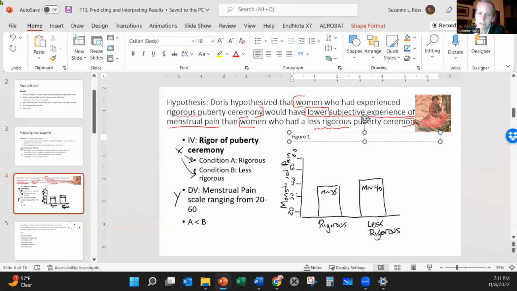And now we just single space here, and we use italics to give this a very specific title that includes both the independent and dependent variable. So let's go predicted. Let's be very clear that these aren't actual results. Predicted average menstrual pain for women who had rigorous and less rigorous puberty ceremonies.